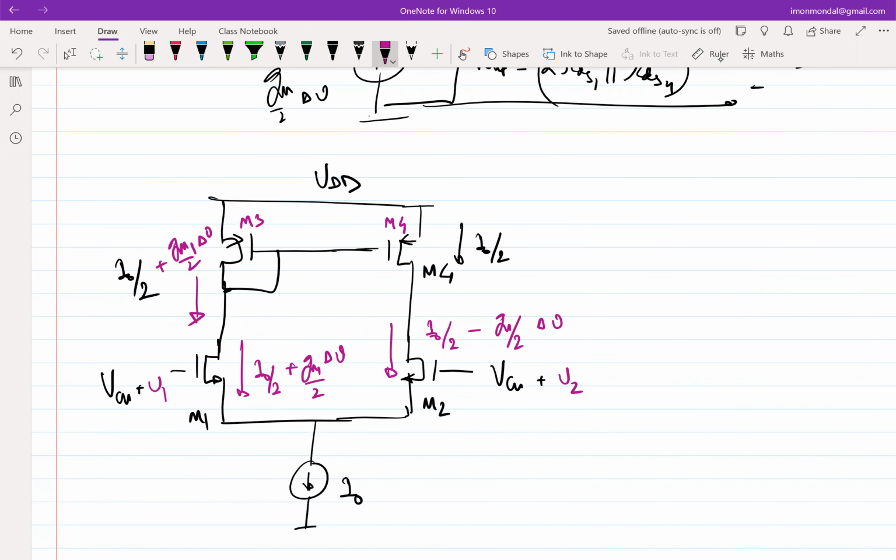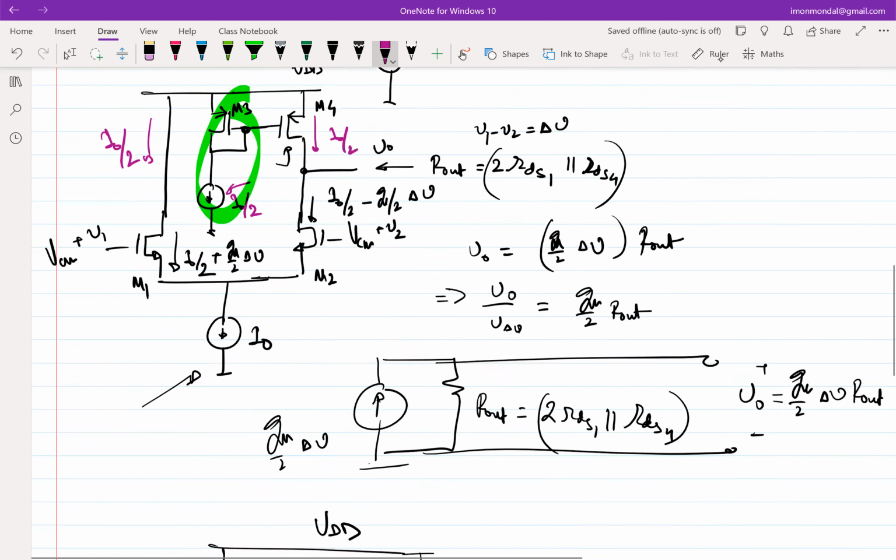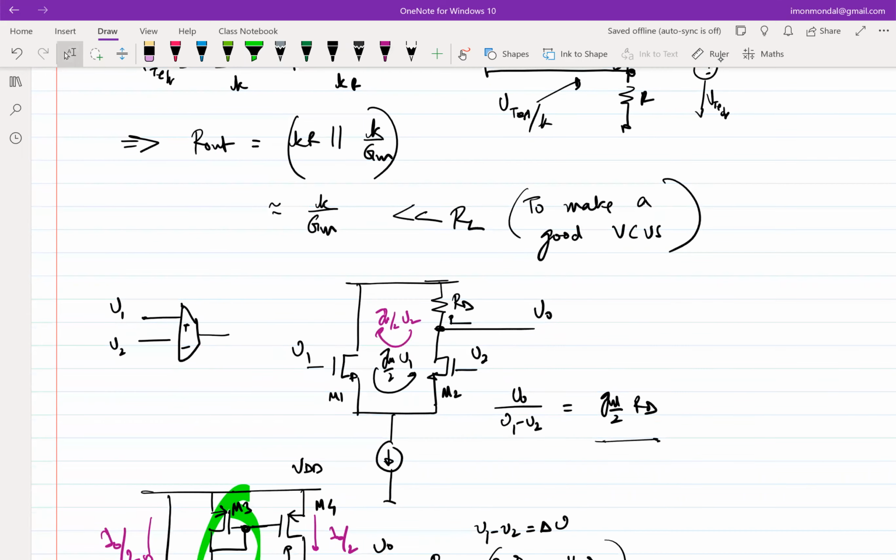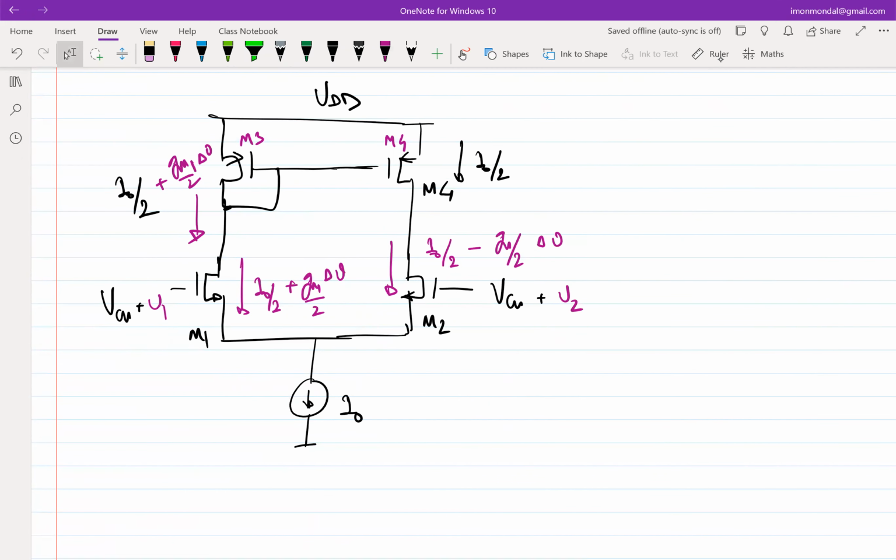Can you repeat again? Correct. Since M1 and M2 are identical, the current of I naught is splitting identically between those two. If M1 and M2 are not identical, it will not split identically. Which circuit are you talking about? This one? I didn't understand the question, but I hope your doubt is clear.